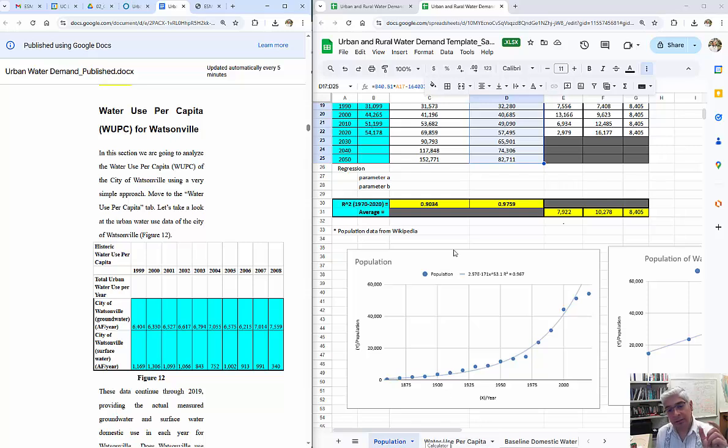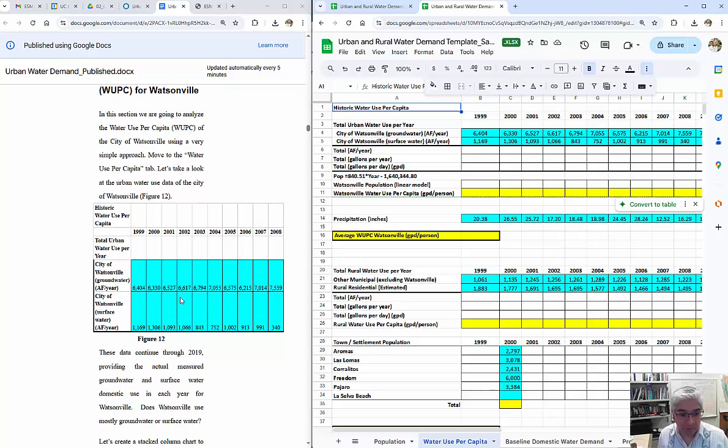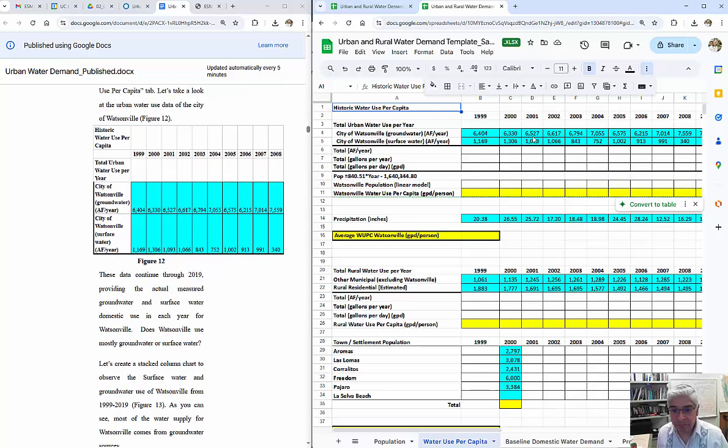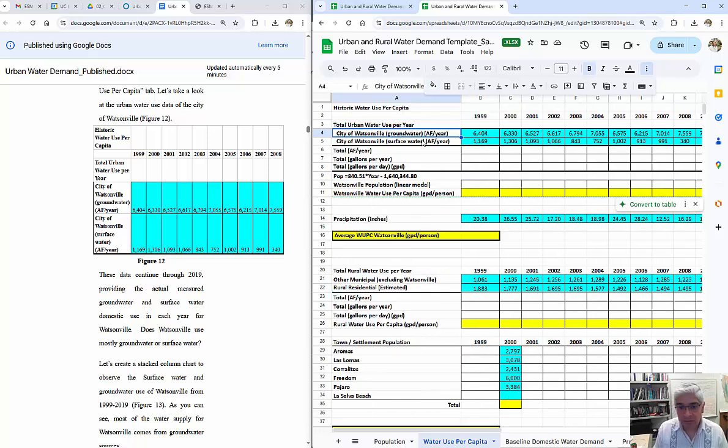Now we will be switching gears and start calculating. We calculated first the population. Now we need to calculate the water use per capita. And if we have the population and the water use per capita, then you can estimate the water demand. In this case, we're going to be calculating for urban and rural. So this is the data that we have in here for Watsonville, and how much water is being withdrawn from 1999 to 2019 from surface water and groundwater sources.